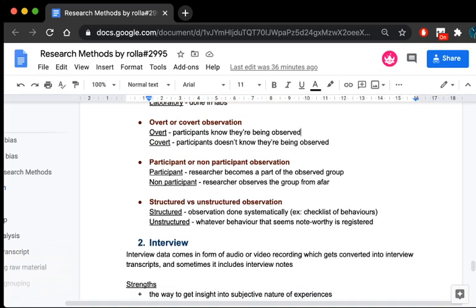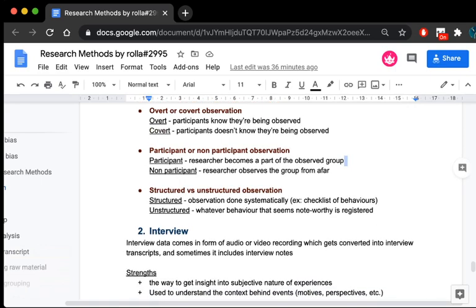And there's also participant and non-participant observation. Participant is when researchers become part of the observed group. So maybe if they want to analyze tribal behavior, and they join and live as part of the tribe, that would be participant observation. Non-participant is when they observe it from far away.